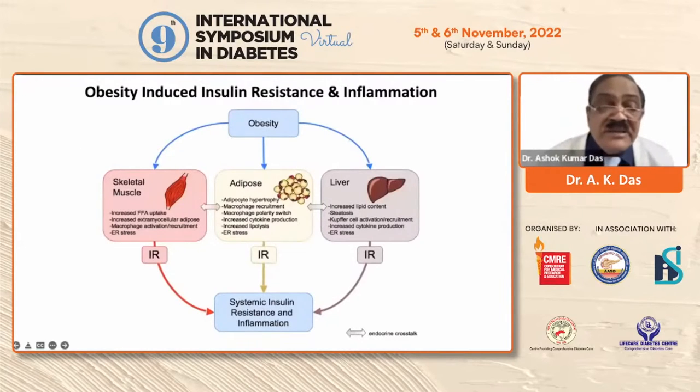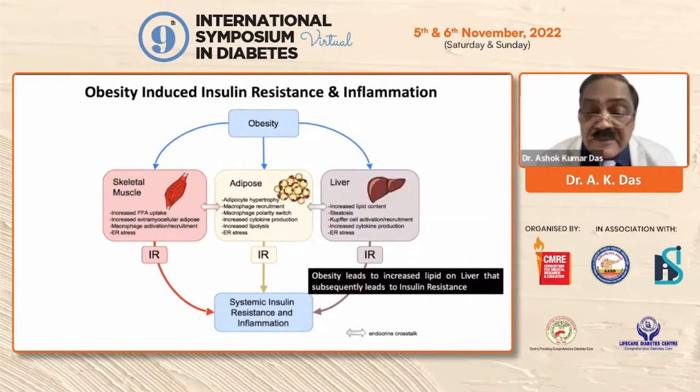Dear friends, obesity can act in three ways to produce diabetes, and one of the ways is the liver. The liver has increased lipid content in obesity, steatosis, Kupffer cell activation, and ER stress. Similarly, skeletal muscle also has increased FFA uptake, increased macrophage activation, and ER stress. And all this produces IR.